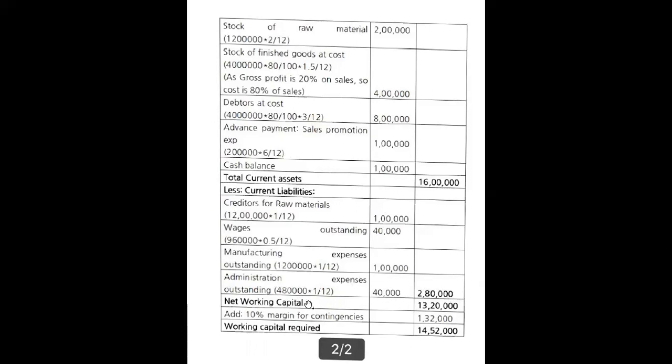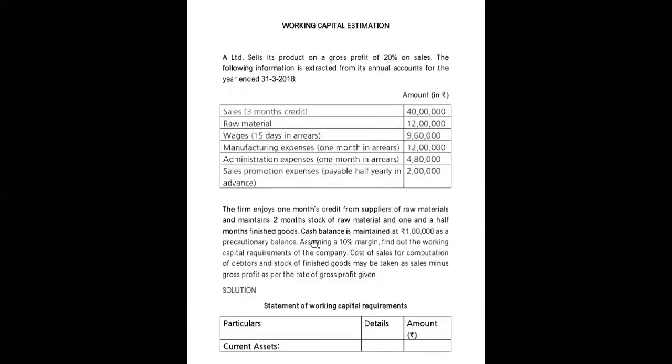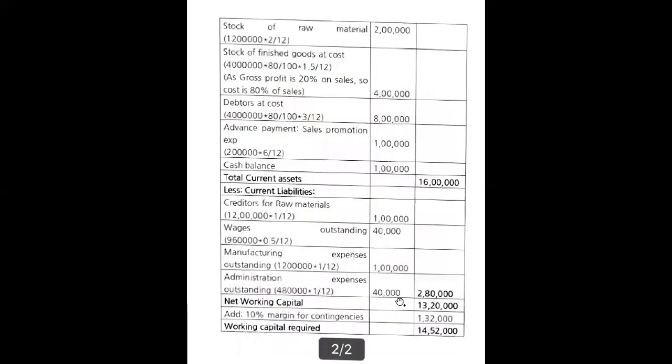Now, for calculating net working capital, we subtract current liabilities from the current assets. So, net working capital will be 16 lakhs minus 2 lakhs 80,000, which is 13 lakhs 20,000. The question says, assuming a 10% margin, find out the working capital requirements of the company. So we have to take a 10% margin on working capital, 10% of 13 lakhs 20,000.